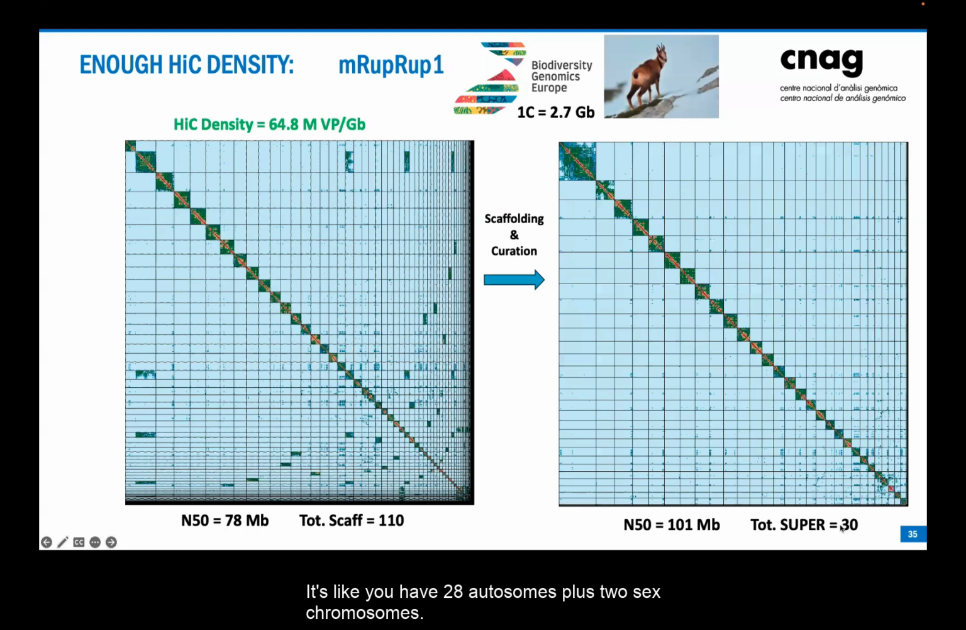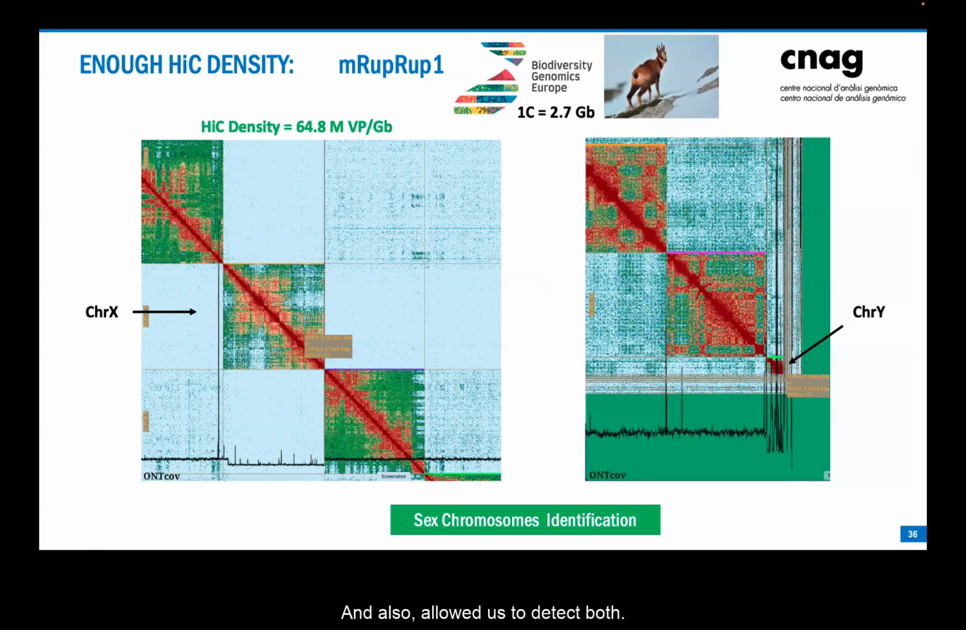It's like you have 28 autosomes plus 2 sex chromosomes, because this was the heterogametic sex, this was a male. This is very nice, and it also allows us to identify both, thanks to the HiC coverage around the chromosomal super scaffolds and the ONT coverage or OV coverage.